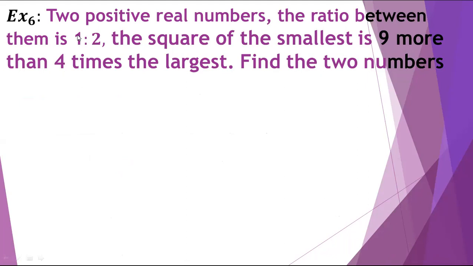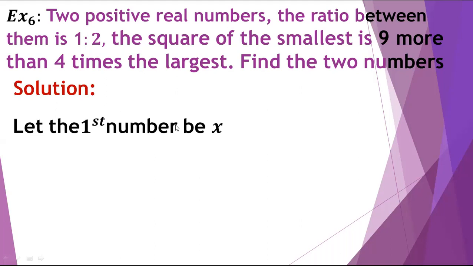We can break this ratio if we multiply each term of this ratio by a variable and say this variable is x. That means the first number is 1 times x, x, and the second number is 2 times x, 2x. The square of the smallest is 9 more than 4 times the largest.